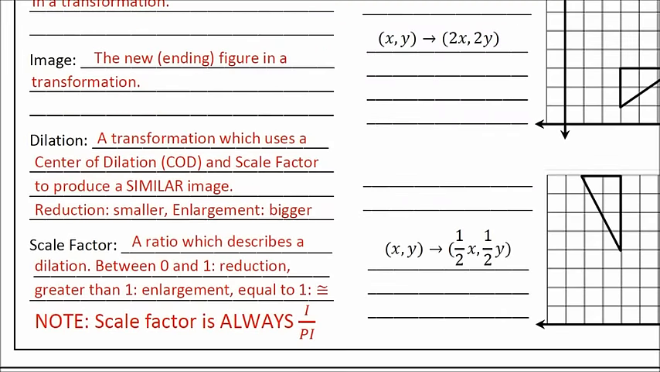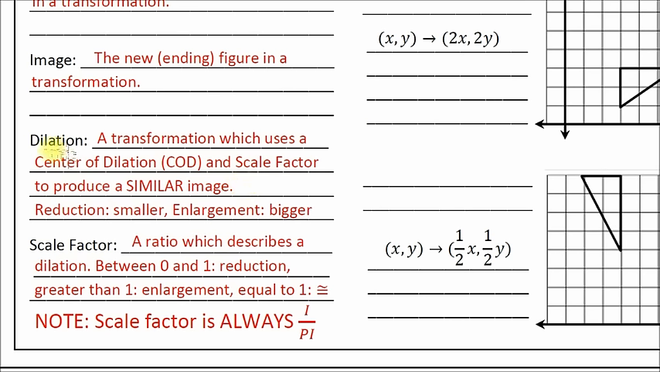A dilation, specifically defined, is a transformation which uses a center of dilation, which we can abbreviate as COD, and a scale factor to produce a similar image. So a transformation using a COD and a scale factor to produce a similar image. Remember, similar means it's going to be the same shape but just a different size.